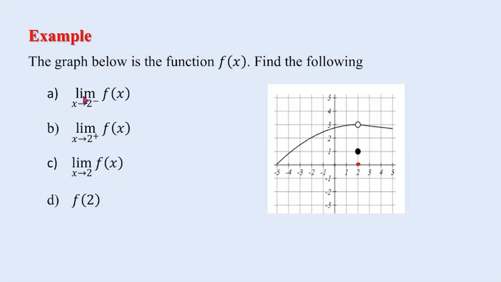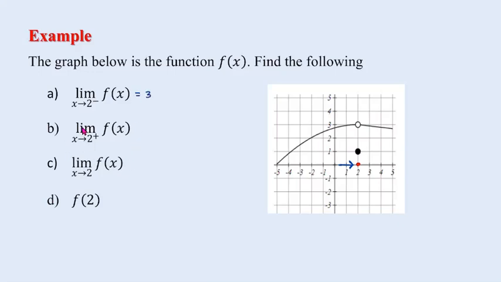Now the first one is we have to find the limit as x approaches 2 from the left. So when x approaches 2 from the left, like this, as I'm showing here in the picture, you can see that the values of the function are increasing and getting closer and closer to this y value of 3. So this one is equal to 3.